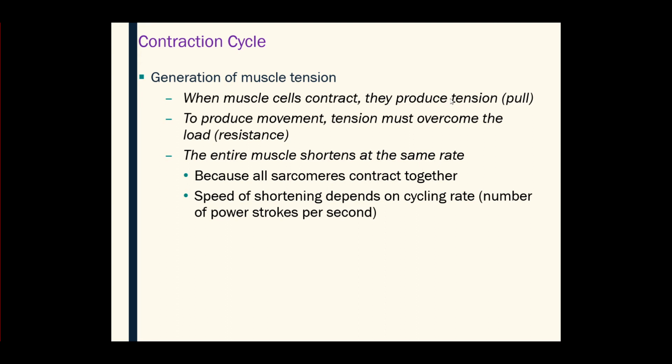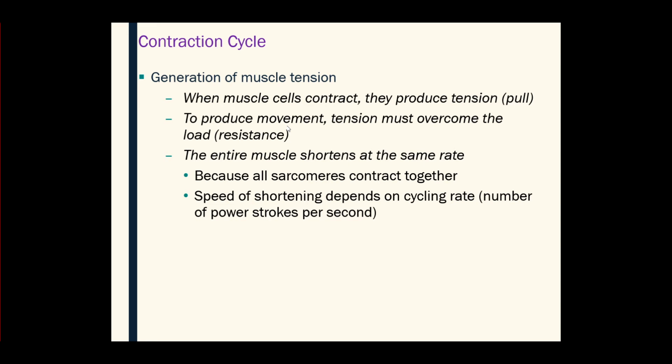So, taking that information, when a muscle cell contracts, it produces tension, right? That produces like a pull on our bones to produce movement. But we got to produce, and I'm going to go into this in the next lesson, enough tension to overcome the load, which is the resistance, or something maybe that we want to lift, or just even the weight of our body.